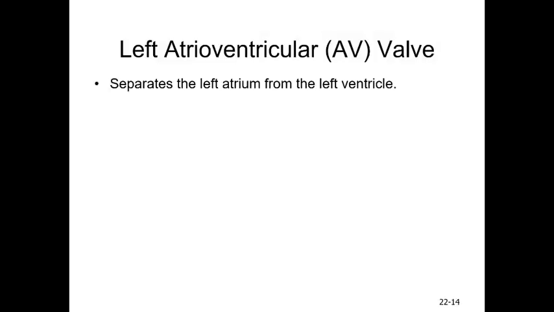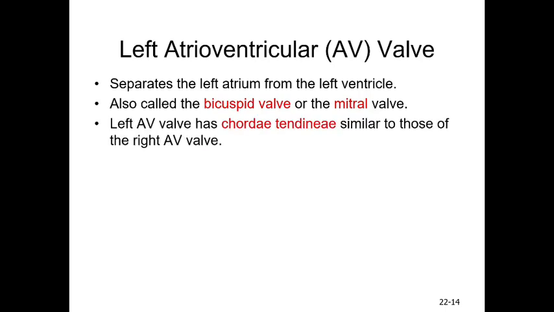From the left atrium, blood is going to pass down through the left atrioventricular valve. Now this valve, again, it tells us exactly where it is. It's on the left side between the left atrium and the left ventricle. But it has 2 other names. It's also referred to as the bicuspid valve, or even more commonly, the mitral valve. So please know all 3 names.